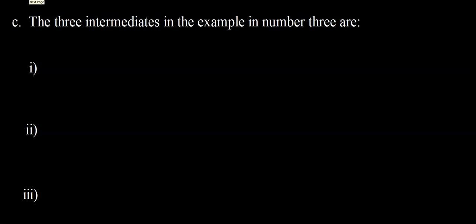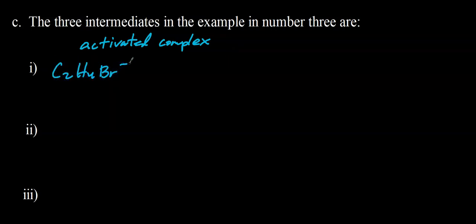Sometimes these are known as activated complexes. An activated complex technically is made of more than one particle that have been stuck together, whereas an intermediate can be just made of one thing. So all activated complexes are intermediates, but not all intermediates are activated complexes. So be careful with that. So we have three intermediates, C2H4Br minus, IBr, and I2. Each of those substances was a product in an early step and a reactant in a later step.